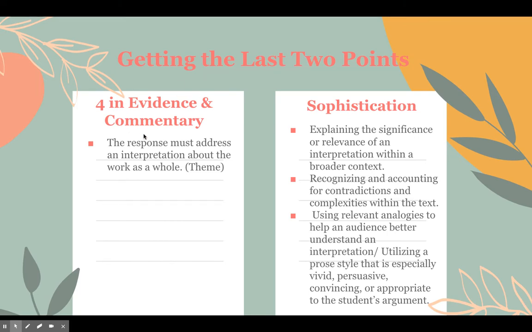So getting that 4 in evidence and commentary or getting the sophistication point is the way to get these last 2 points. If you have the main things down, you can probably get a 4 if you're doing it well. But getting these last two, excuse me, are the difficult things. So we're talking about this one today, getting a 4 in evidence and commentary. If you look at the rubric, you'll see that the only difference between a 3 or a 4 in evidence and commentary is that the response must address an interpretation about the work as a whole. Theme. So, again, if you're addressing theme, you're getting it. However, like I said, what I'm finding is your themes are not working out for this. And let's look at why.